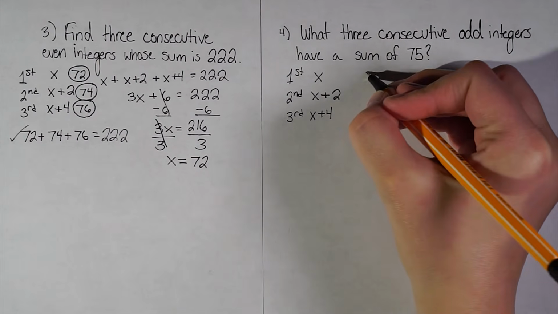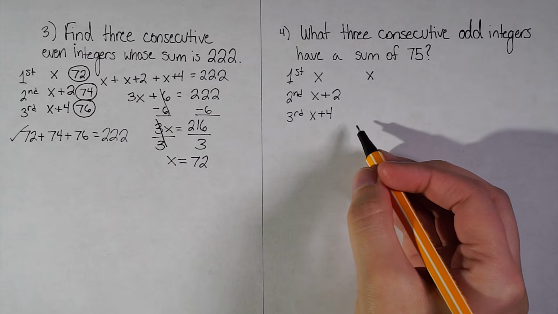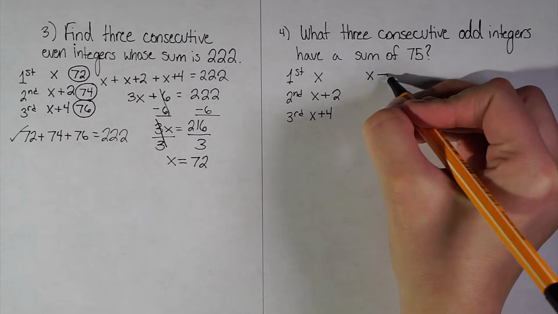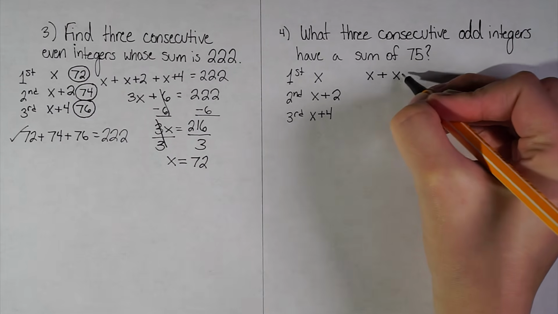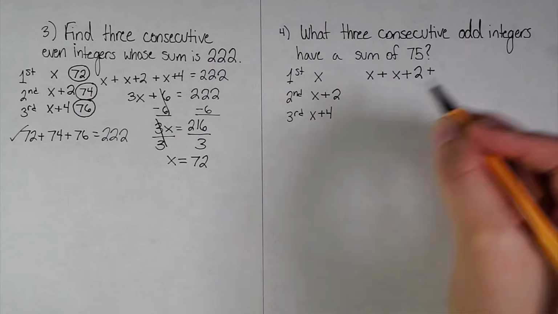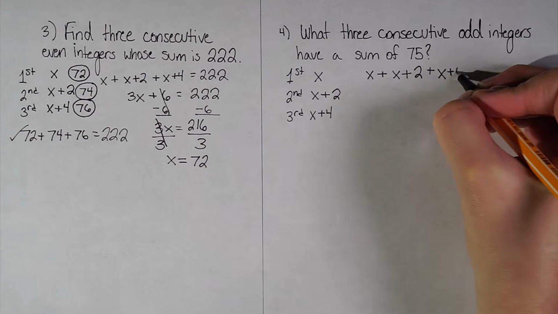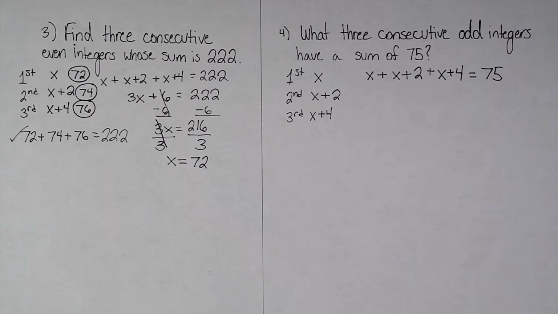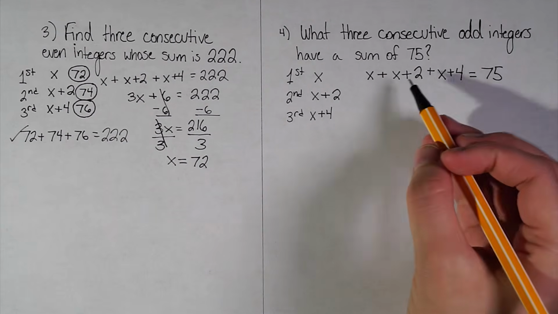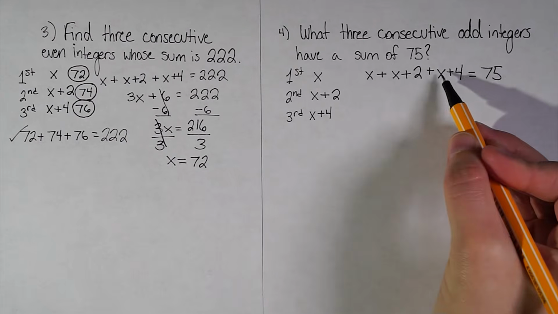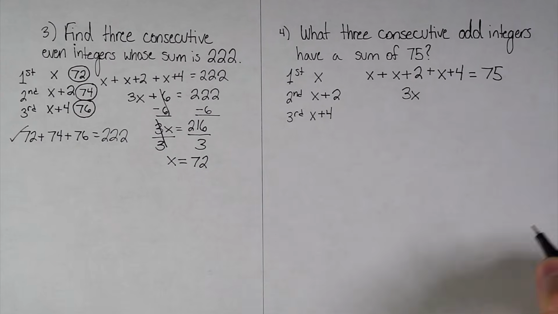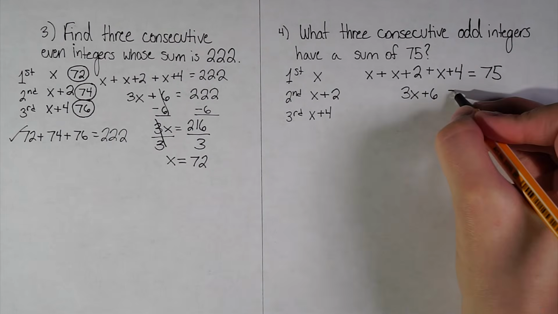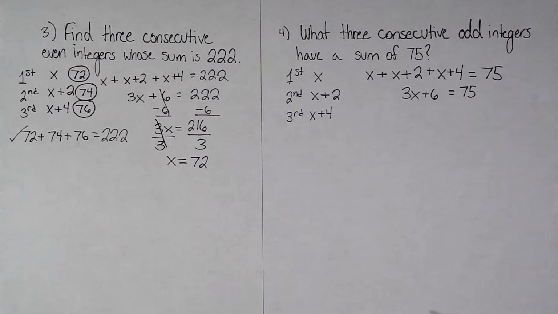So again, I'm adding these all together because it says they create a sum of 75. So let me set this up. I've got x plus my second number, x plus 2, plus my third number, x plus 4, equals 75. So now this is just an algebra problem that I can solve. I need to combine my like terms. X plus x plus x is 3x. 2 plus 4 is 6. And bring down my equals 75.